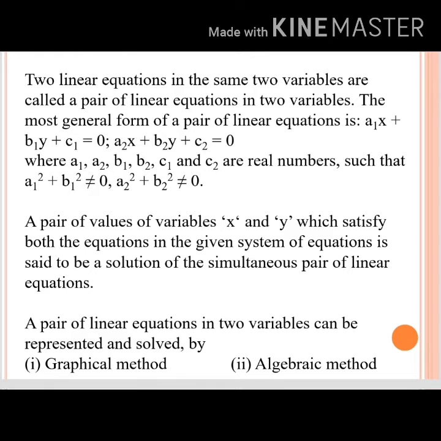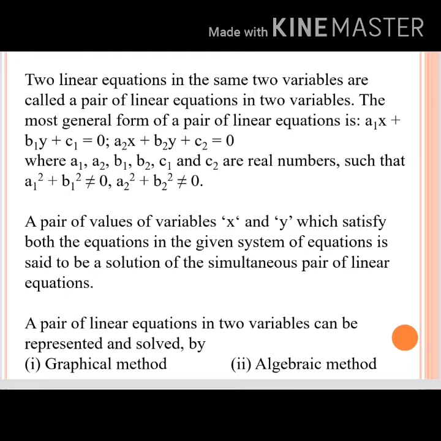Two linear equations in the same two variables are called a pair of linear equations in two variables. So we are going to study the pair of linear equations in two variables. The most general form of a pair of linear equations is a1x + b1y + c1 = 0 and the other is a2x + b2y + c2 = 0, where a1, a2, b1, b2, c1, c2 are real numbers such that a1 square + b1 square is different from 0, a2 square + b2 square is different from 0.